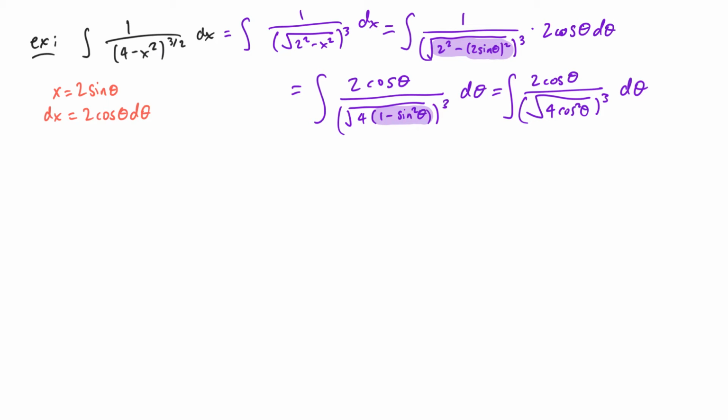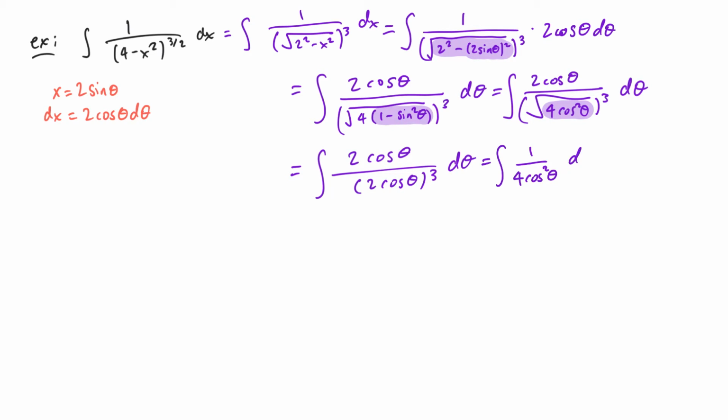Now everything under the square root here is a square, so I can simplify this as the integral of 2 cosine theta divided by (2 cosine theta) cubed, d theta. After some cancellations, we get the integral of 1 over 4 cosine squared theta d theta, which we can rewrite as the integral of 1/4 secant squared theta d theta. And the antiderivative for secant squared is tangent. So this is 1/4 tangent of theta plus c.